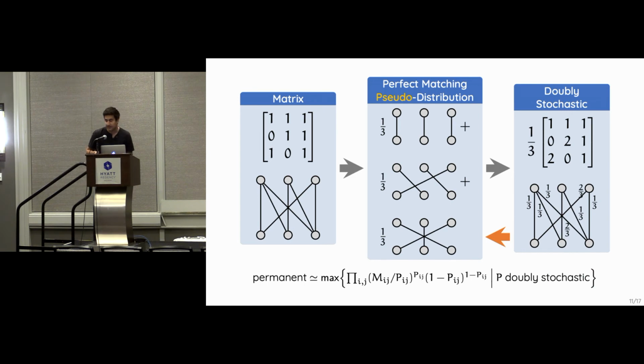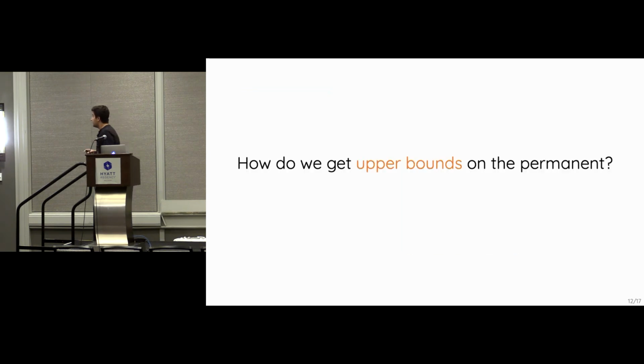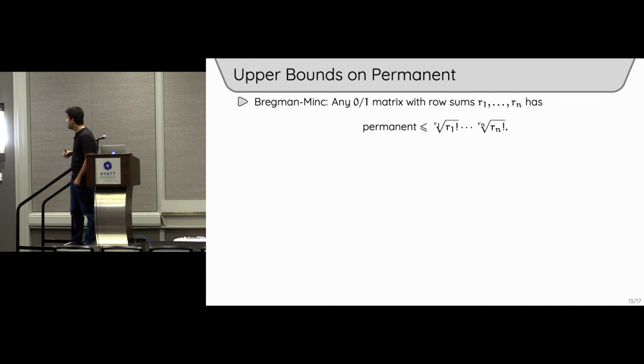Okay? All right. So now I want to tell you how do we actually upper bound the permanent, and how do we relate it to the Bethe approximation. Okay? So one of the most famous upper bounds on the permanent is due to Bregman and Minc, who showed that if you have a 0-1 matrix and you know the row sums, you can get an upper bound that looks like this. Not important for this talk what this is.